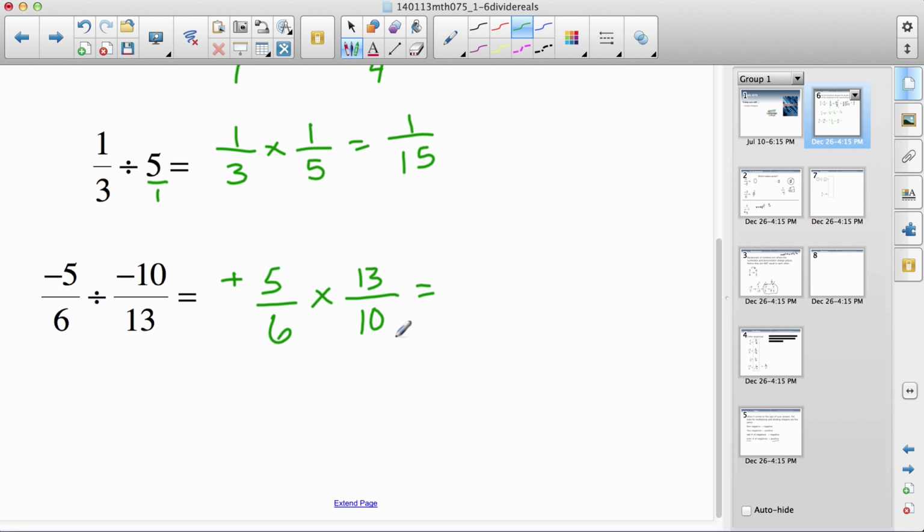5 goes into 10 twice, so my answer will be 13 over 12. Right? This once, this twice. So 1 times 13 is 13, 6 times 2 is 12. So this would be correct, or you could write it as a mixed number.